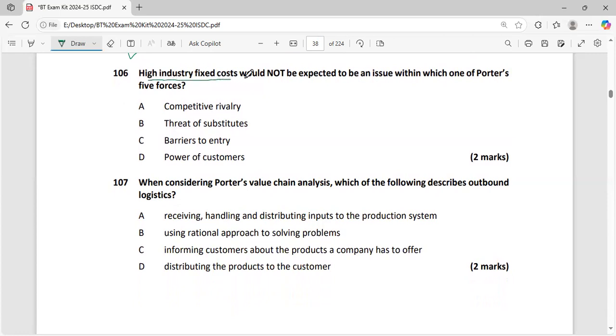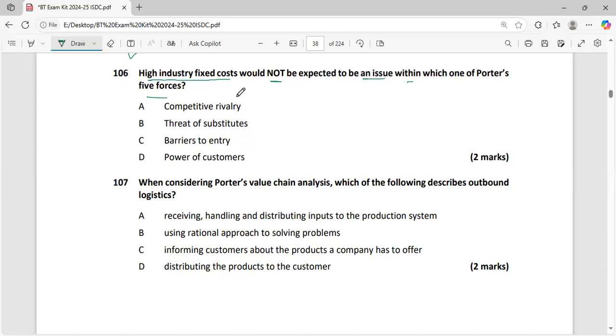High industry fixed cost would not be expected to be an issue within which one of the Porter 5 forces? Competitive rivalry is the one where there are a number of sellers of a similar product or service. So in this case, high fixed cost is a significant issue.